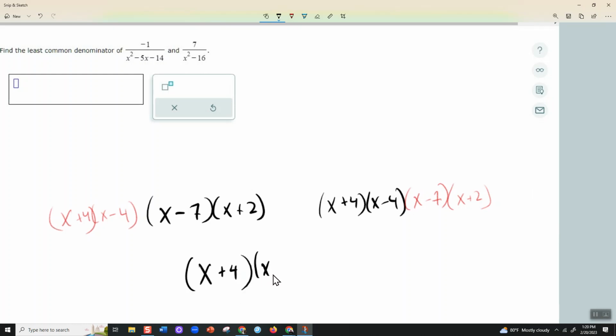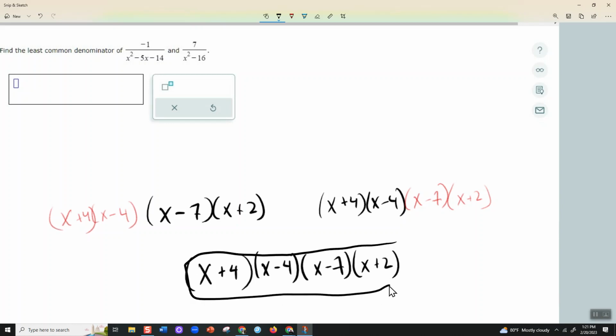So the common denominator, or the least common denominator, is going to be basically all the factors. I could have written them just like this times this too. Either way, it should work.